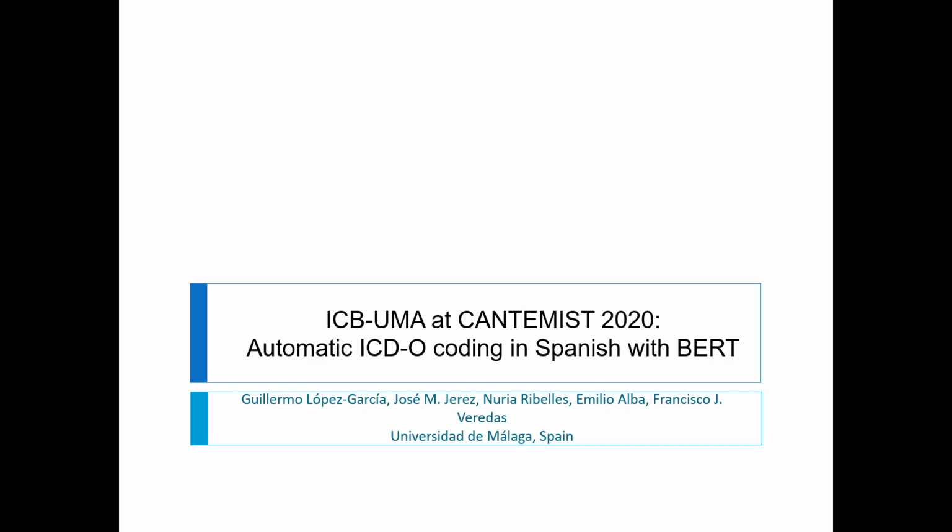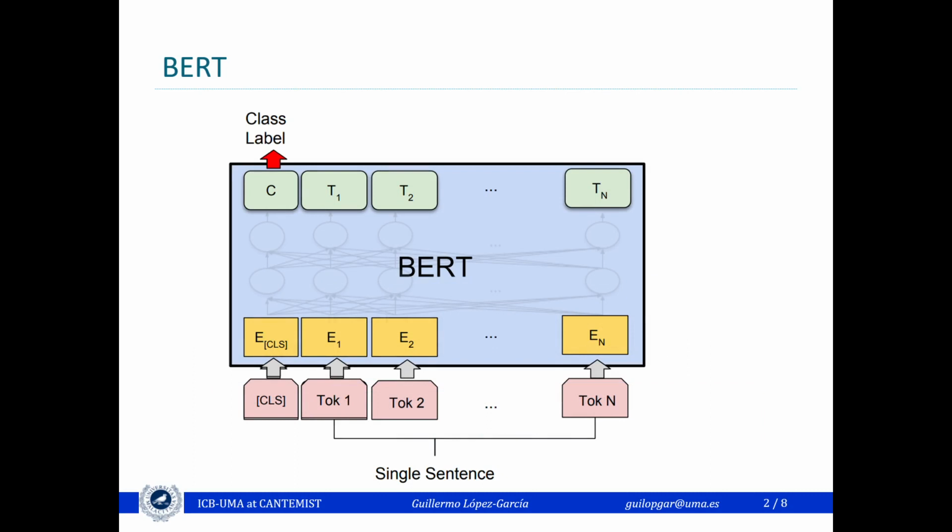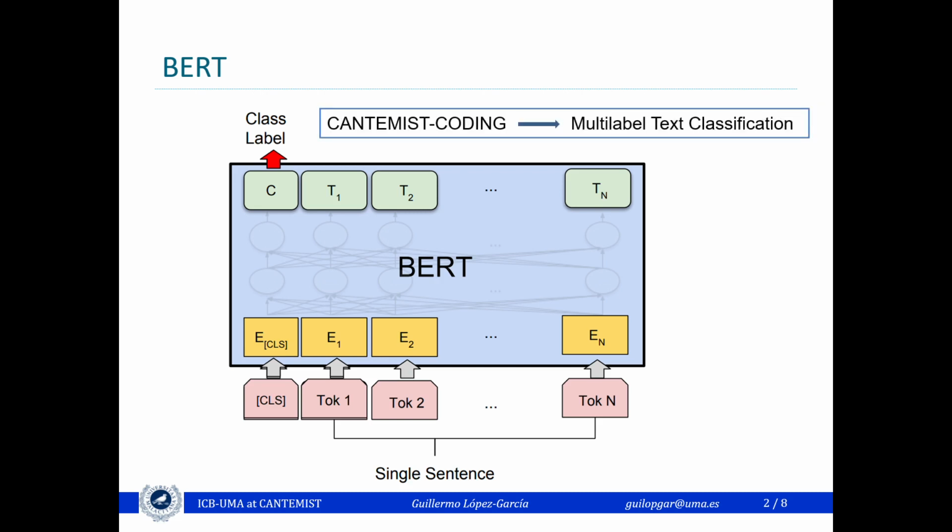Specifically, we have exclusively participated in the CANTEMIST-CODING subtask. We tackled the challenge using a fully machine learning based approach. In particular, we used the BERT language model. In this way, we treated the CANTEMIST coding task as a multi-label text classification problem, and we used an output classification layer of multiple sigmoid units on top of the C token representation generated by BERT.